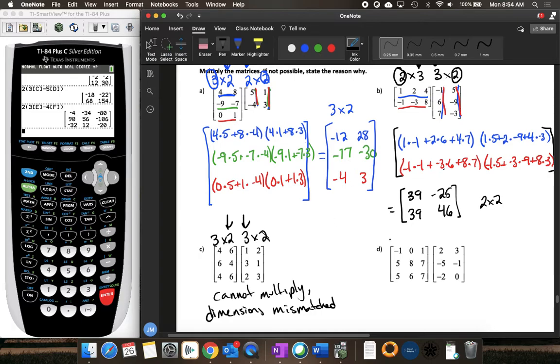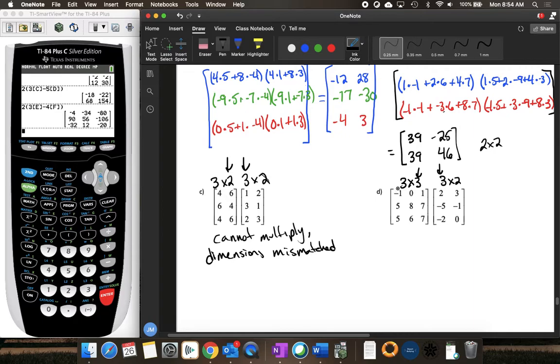But let's take a look at example D. So in example D, we've got a 3 by 3 matrix and a 3 by 2 matrix. This time the dimensions do match the way we'd want for them to, so we should end up with a 3 by 2 matrix. And again, we could do that by hand if we wanted to. We would take our first row multiplied by our first column, and that would be the first entry, and we could continue to do that throughout. But let's just take a look and see how this will work with our graphing calculator.